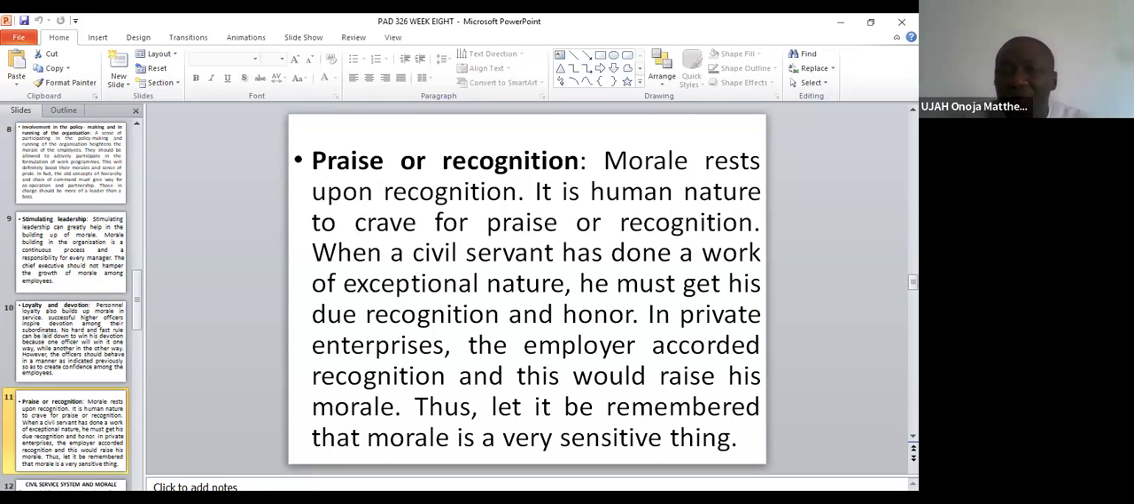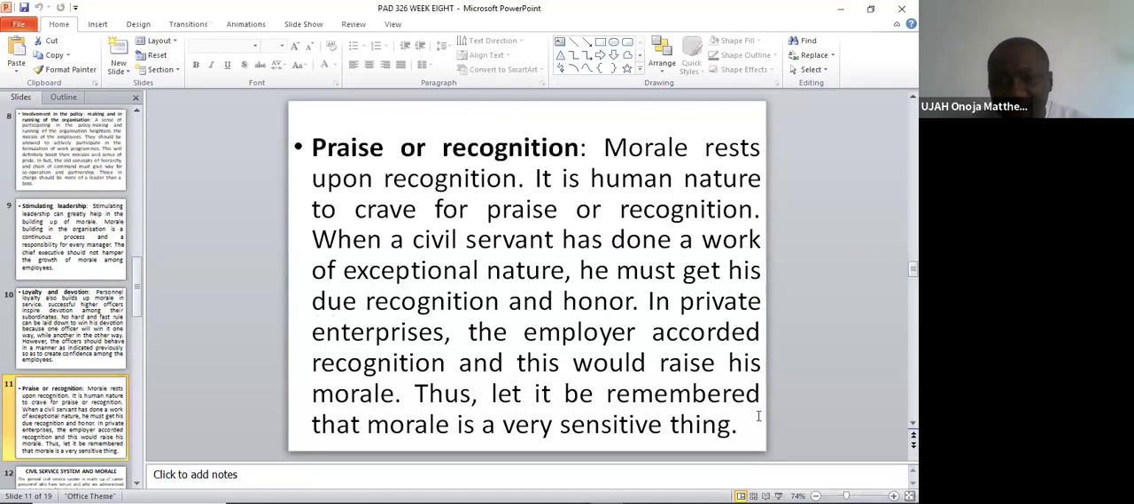So morale rests upon recognition. It is human nature to crave for praise or recognition. When a civil servant has done a work of exceptional nature, he must get his due recognition and honor. In private enterprises, the employer accorded recognition, and this would raise his morale. Thus, let it be remembered that morale is a very sensitive thing.